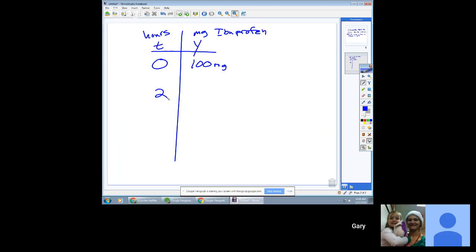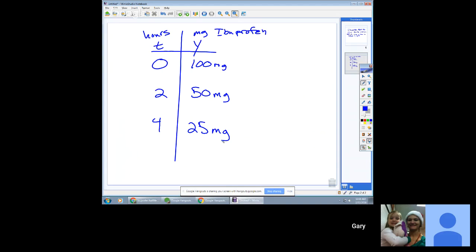Half-life is 2 hours, just the amount of time it takes to cut in half what we have. So we had 100 milligrams, half of that would be 50 milligrams. So half-life means every 2 hours, we'll have half of what we had. Okay, so 2 hours more go by. That's 4 hours from when I start. What's half of 50 milligrams? 25 milligrams.